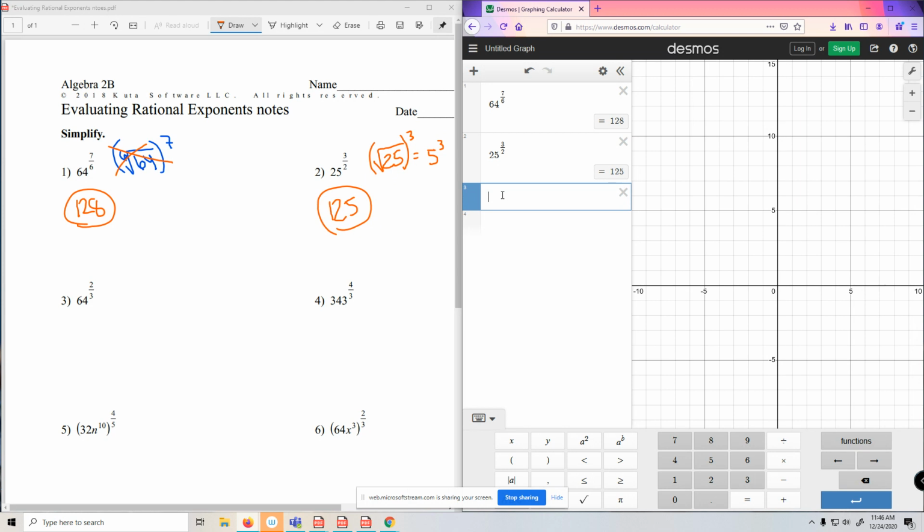Number 3, type in your base 64. A to B to get your exponent. Division key to make it a fraction. Filling in that fraction, we get that 64 to the 2/3 power is 16.